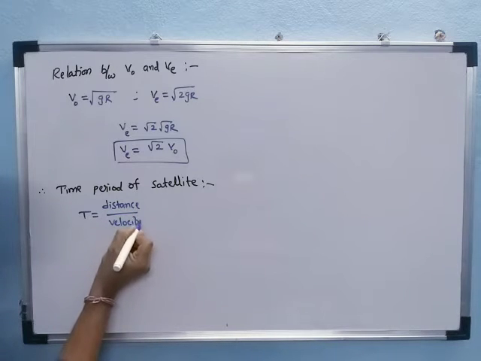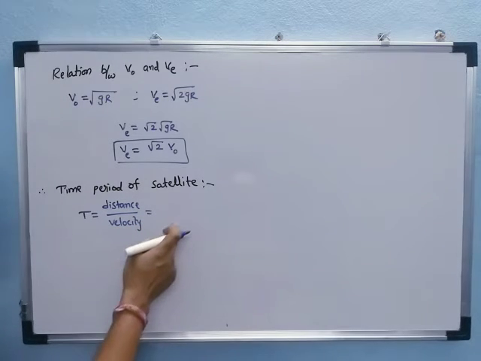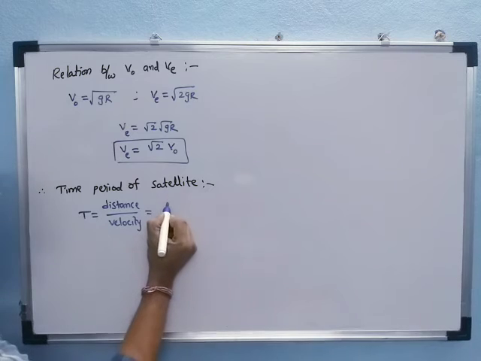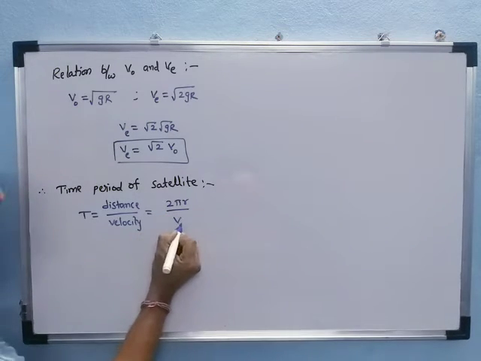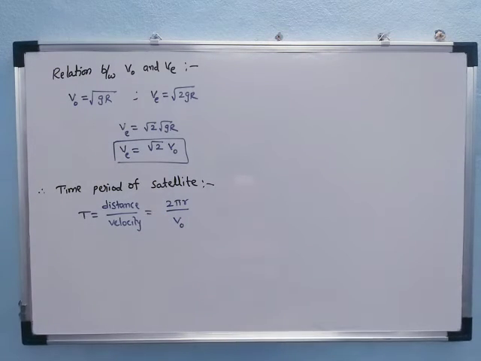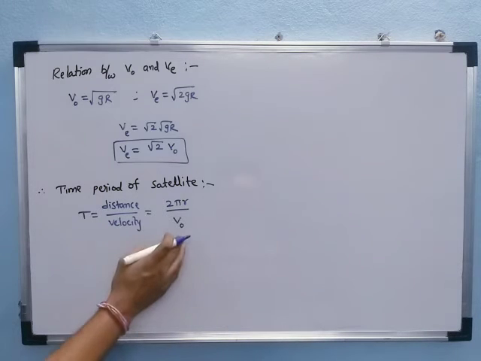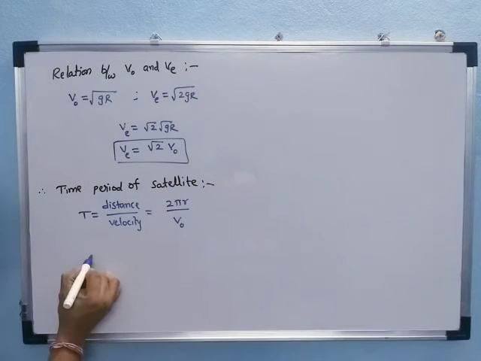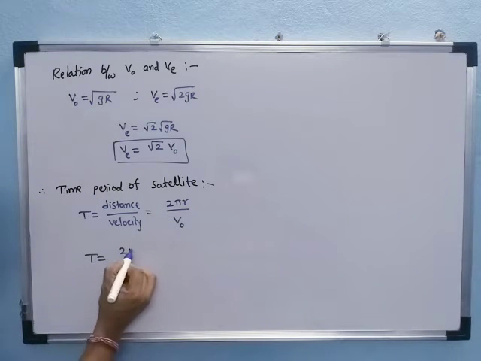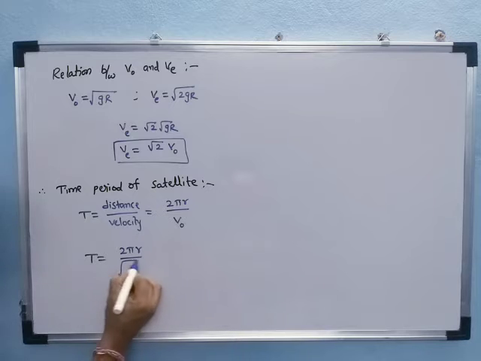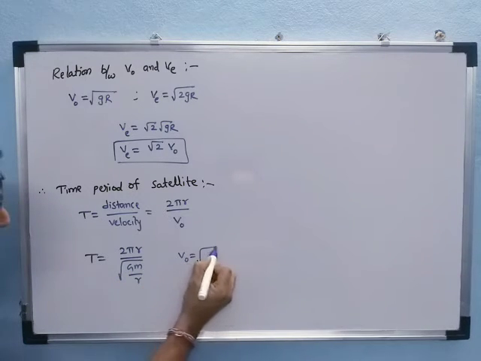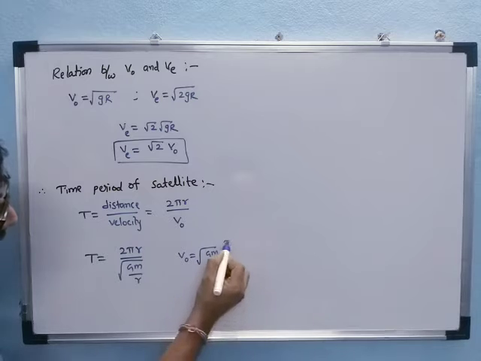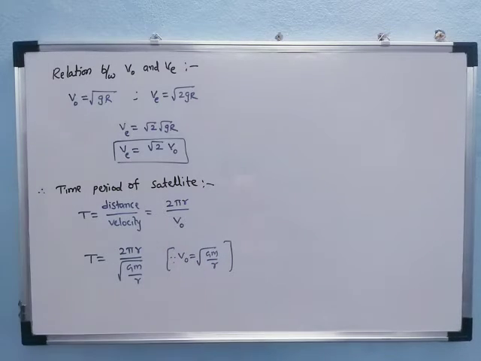But distance is moving on the circumference of a circle, that is equal to 2 pi r by its velocity. Which velocity? Orbital velocity. Now we all know the orbital velocity formula, so T is equal to 2 pi r by under root of G M by r. That is the formula for the orbital velocity.